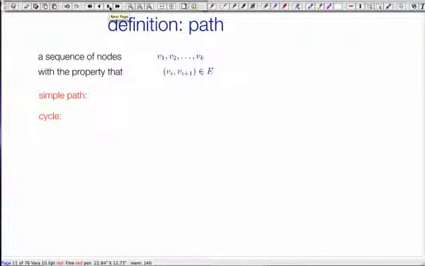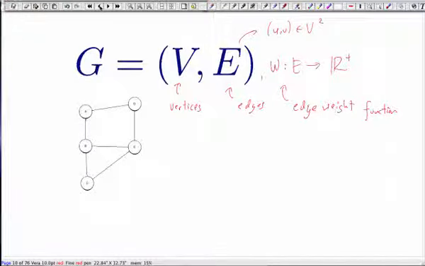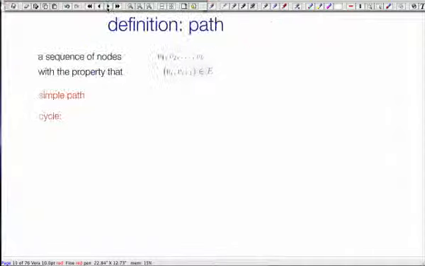Now, graphs are very nice combinatorial objects. We'll study them for the next few lectures. A key object that's related to a graph is a path. A path is just a sequence of nodes, like v1, v2, all the way up to vk, with the property that each consecutive pair of vertices in this sequence is an edge in the graph.